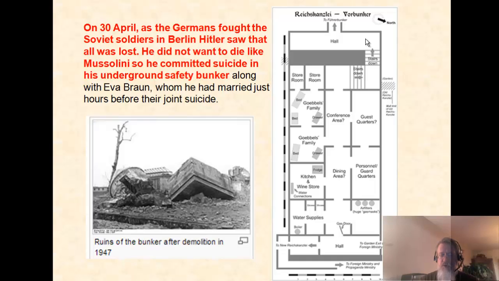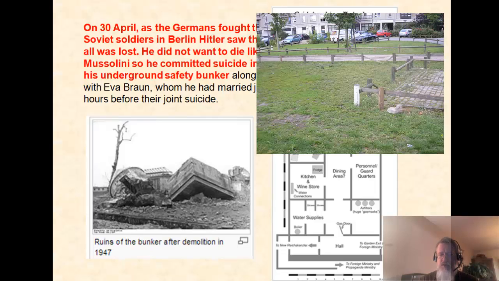The underground bunker, the remains of it, were demolished in 1947. There are still pictures you can find of what that place looks like. It's no longer like that, of course, today. Looks kind of like an apartment building and a park and a parking lot.